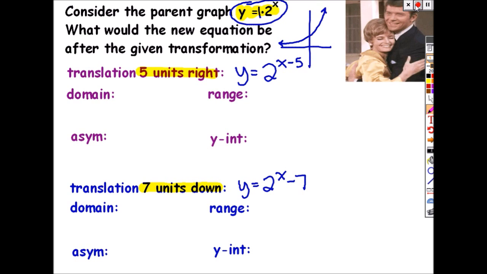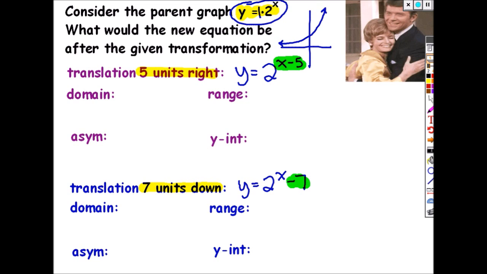So here are the new functions, same thing that's happening with a square root graph or a parabola or a cubic function or a line. If I want to move the parent graph 5 units to the right, I just need to subtract 5 from the x value, which for the exponential function is found in the exponent. If I want to move something 7 down, I just subtract a 7, not attached to the x, just after that 2 to the x power.